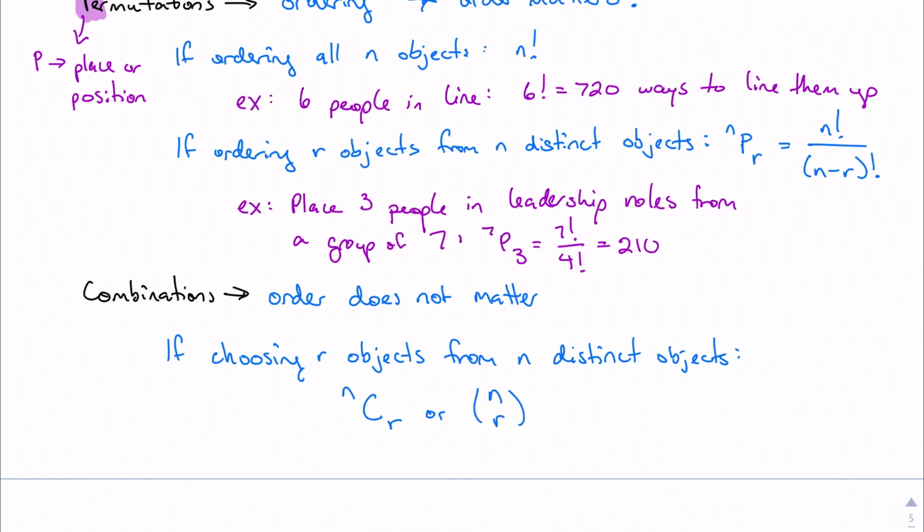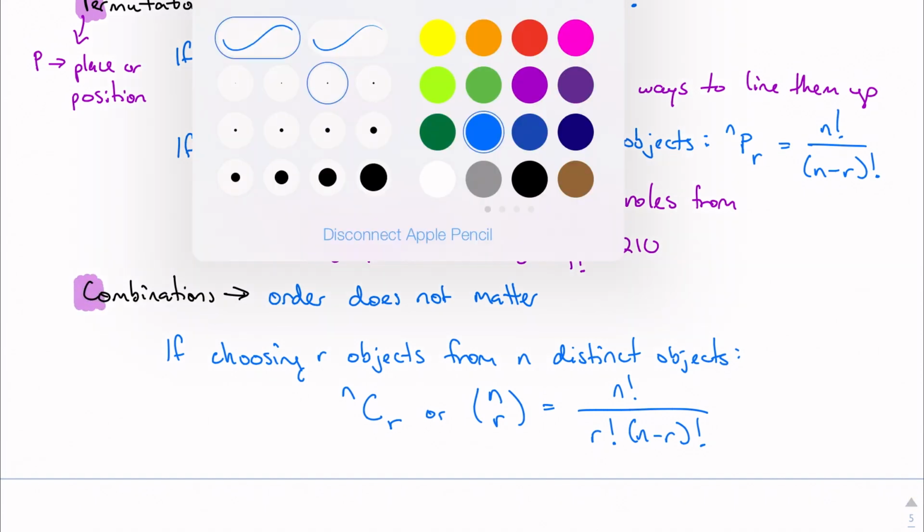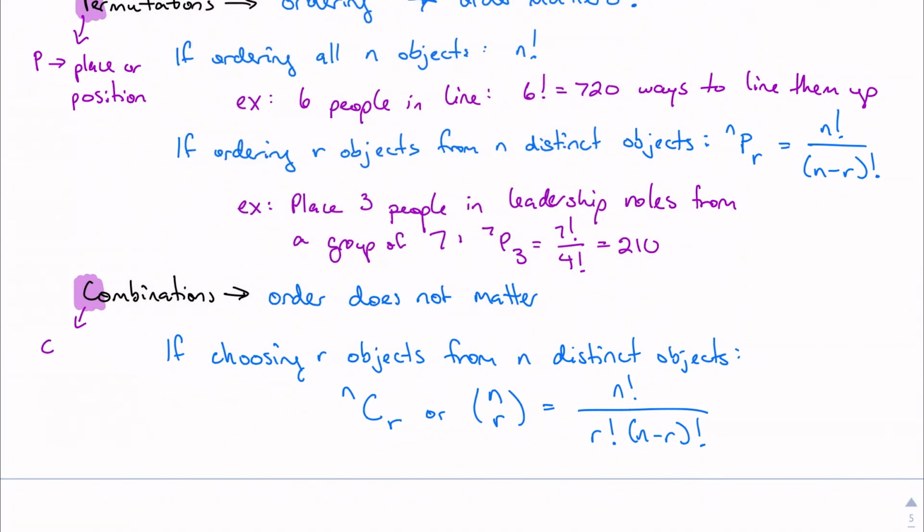And either way, the formula is n factorial over r factorial times n minus r factorial. And you might be wondering where I'm getting this from, where this r factorial is starting to come into play. You might notice that part of this formula looks a lot like the permutation formula. I'm going to come back to that. For now, I remember C for choose, meaning it doesn't matter what order I choose you in, it's all the same group.